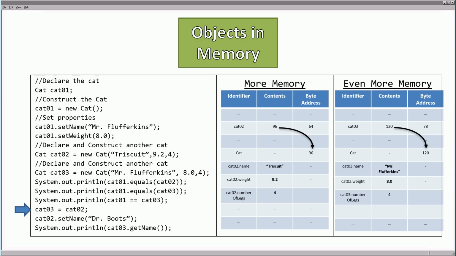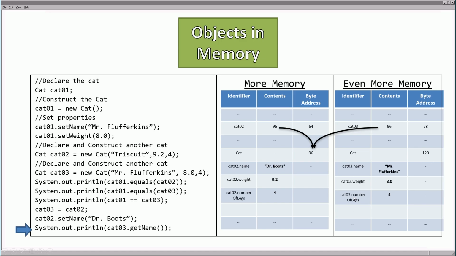Now let's look at this. When we assign cat3 to cat2, what actually happens is this. Cat3 now gets assigned to the memory address 96. So we have two different identifiers referring to the same place in memory. When I assign cat2's name to Dr. Boots, well, cat3 just refers to the same place in memory, and this is why when we get to System.out.println getName, it's also going to print out Dr. Boots.